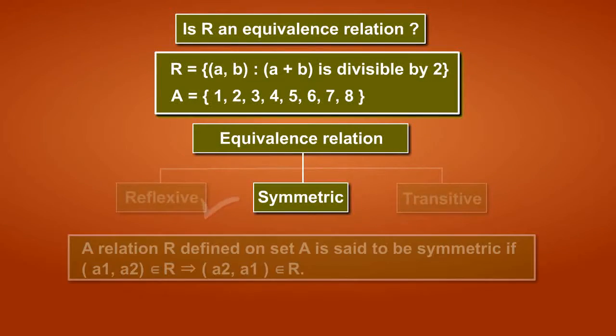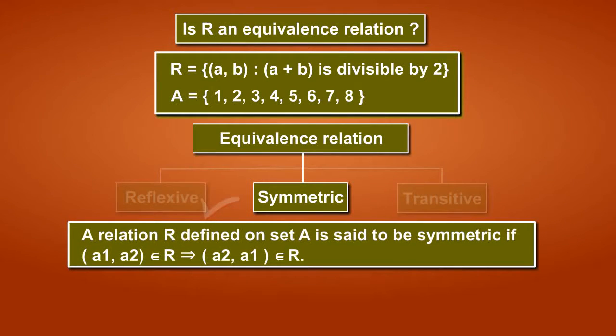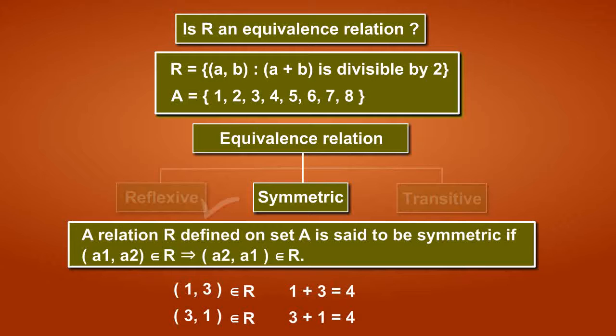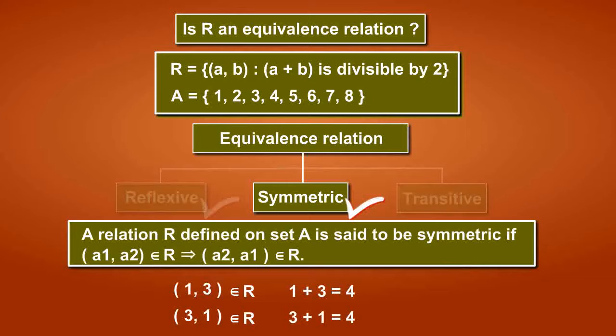Now let's check the symmetry of this relation. A relation R defined on set A is said to be symmetric if A1 comma A2 belongs to R, implies A2 comma A1 also belongs to R. Now to check the symmetry of this relation, let's take any element of R, let's say 1 comma 3. Now clearly 1 comma 3 belongs to R because 1 plus 3 is 4, which is divisible by 2. Now what about 3 comma 1? Let me tell you one thing, 3 comma 1 also belongs to R. Same reason, 3 plus 1 equals 4 and this is divisible by 2. So this means that relation R is symmetric as well.